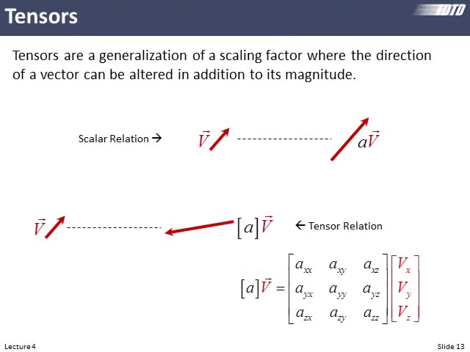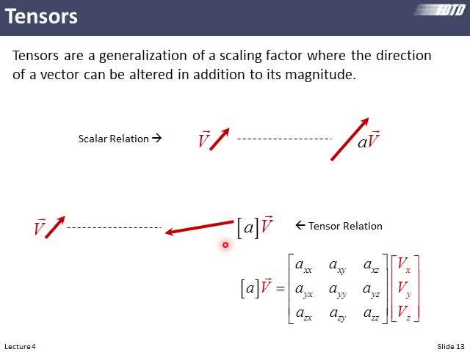We also need to introduce the concept of a tensor. Let's say we start off with a vector V, and it's pointing in some direction, has some magnitude in some direction. If we multiply it by a scalar A, we get a new vector. It is in the same direction as the original vector, it's just that it changes its magnitude by A. It might even point in the other direction if A was negative. But the point is, if we multiply a vector by a scalar, the direction stays the same, it's just the magnitude that changes. A tensor is a generalization to this.